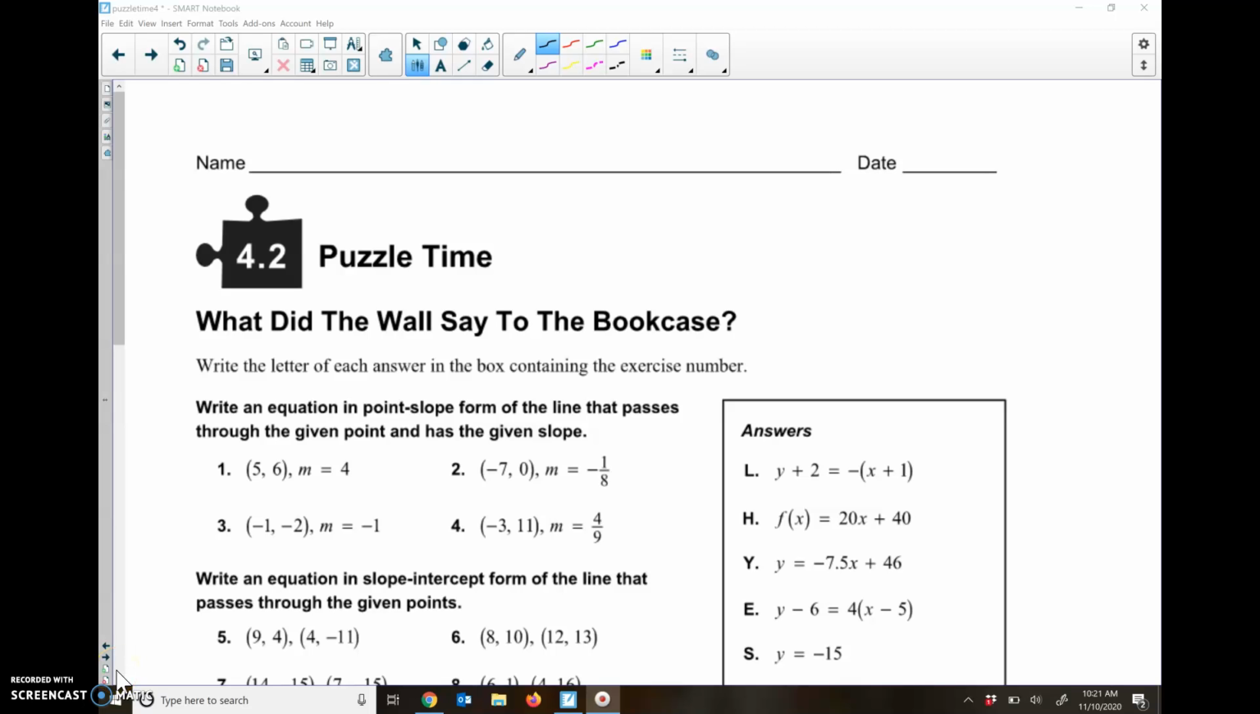Hey, this is Mr. Mola for the 4.2 puzzle time, and the joke for this one is, what did the wall say to the bookcase?